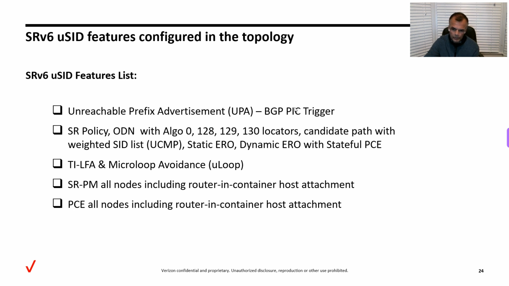You've got UPA for BGP PIC trigger. You've got SR policy ODN with the different locators and candidate paths, with weights, so you're doing UCMP, static ERO, dynamic ERO, and stateful. In this lab setup, we'll actually do a demo of UCMP doing end-to-end steering. We have TI-LFA and microloop avoidance. We've got SR-PM on all nodes, including the host attachment. And we've got PCE, path computation element, on all nodes, including the router in a container. In the demo that we'll be doing, it's static SIDs, so we won't be using PCE for the router in a container scenario.